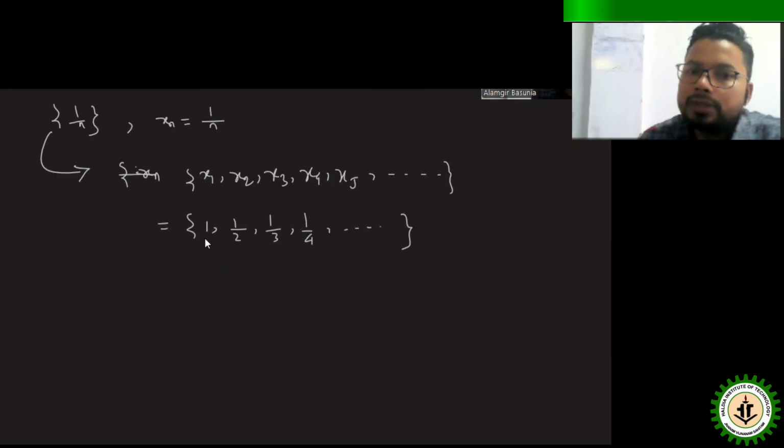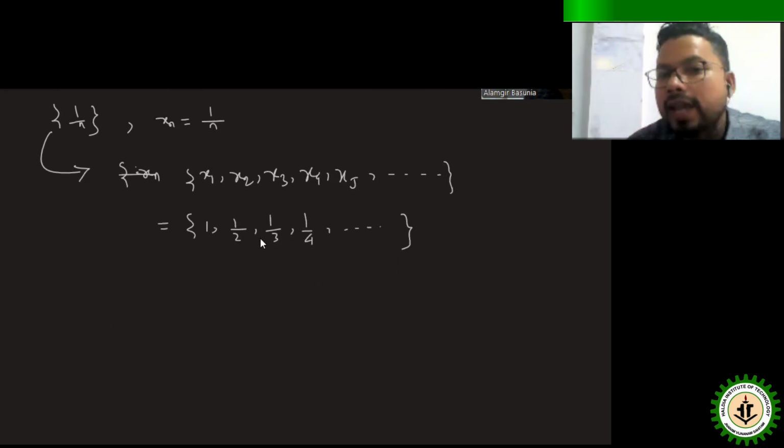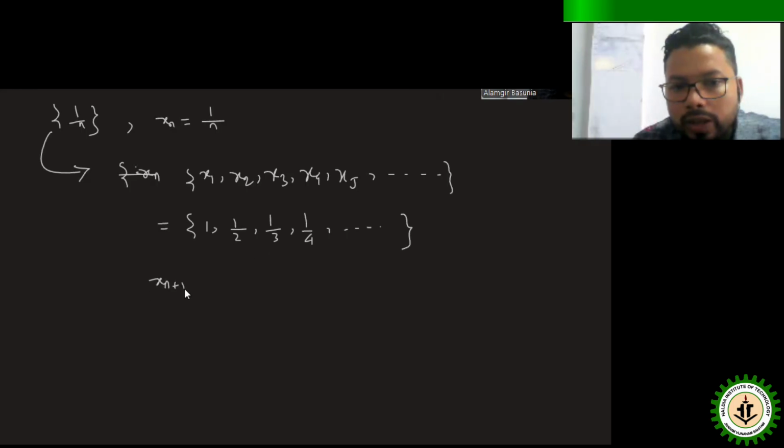Now for this one, you can see the first term is 1. The second term is less than the first one. The third term is again less than the second one. So here x_{n+1} is actually less than x_n for all n. For this kind of sequence, we say this is monotonic decreasing.